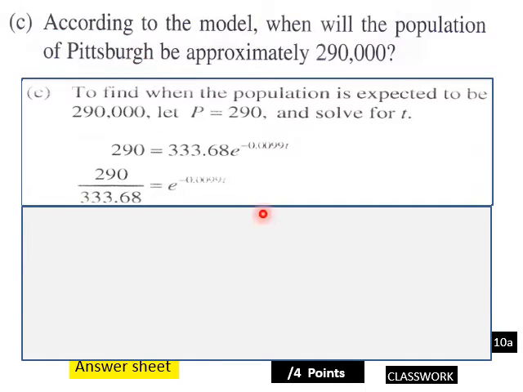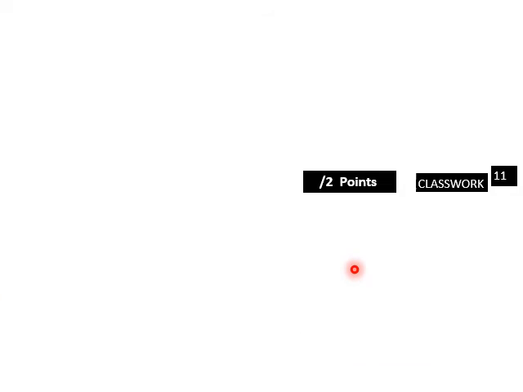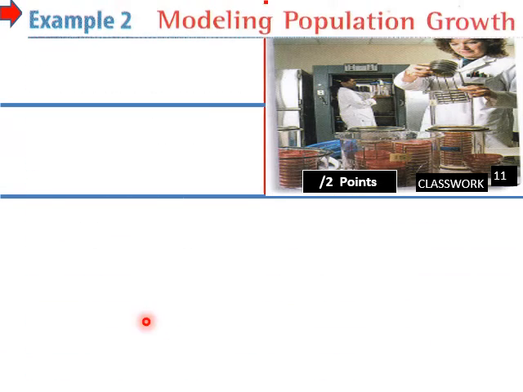So again, we make P equals 290 and then solve for t here. And so we divide through first. And then we take the natural log of both sides, and we add natural log of this quantity here. We take the natural log of the numerator, and then we divide through by negative 0.0099. And when you get through crunching that number in your calculator, you get 14.17, or 2014, according to that population model there. Okay, so that's a cool way of using a population model.